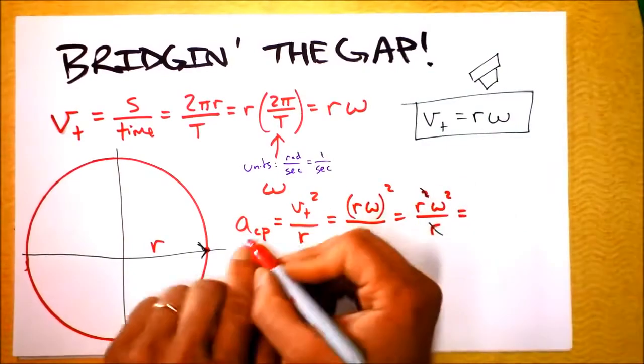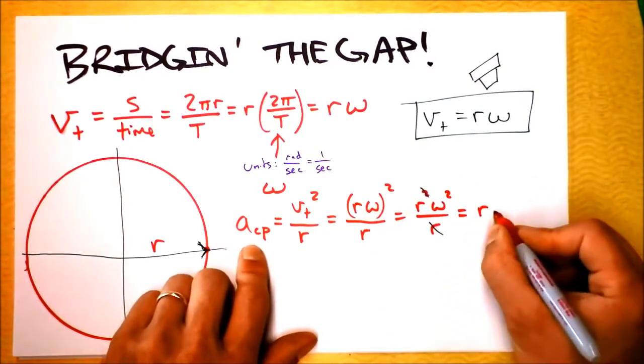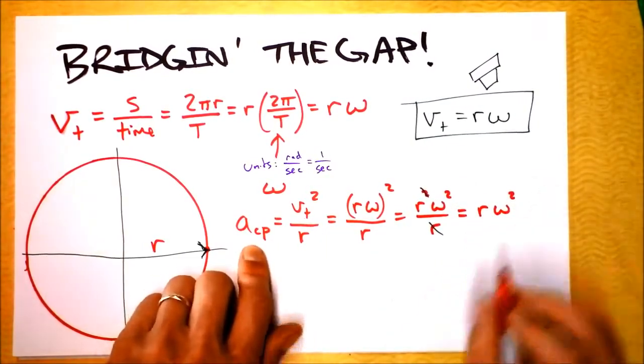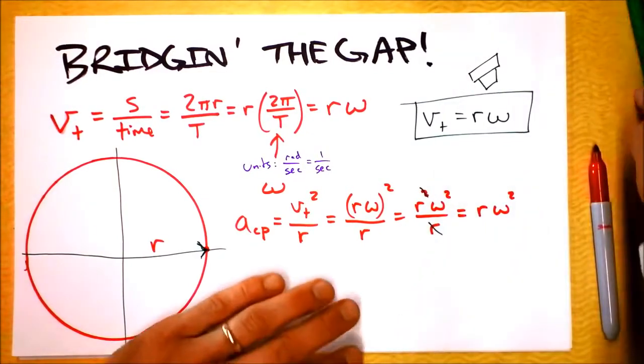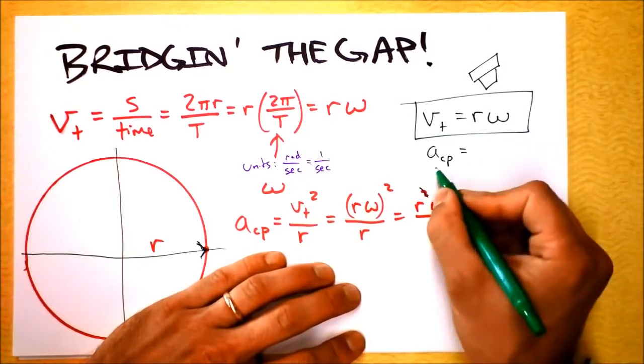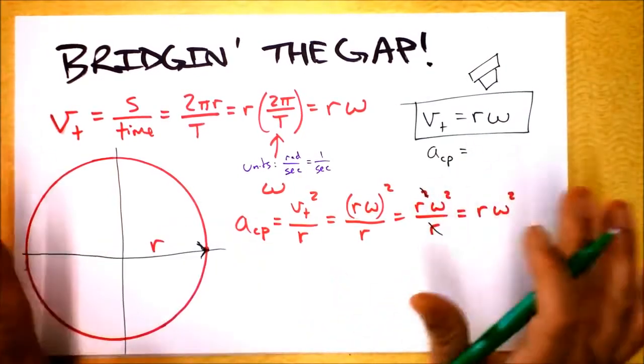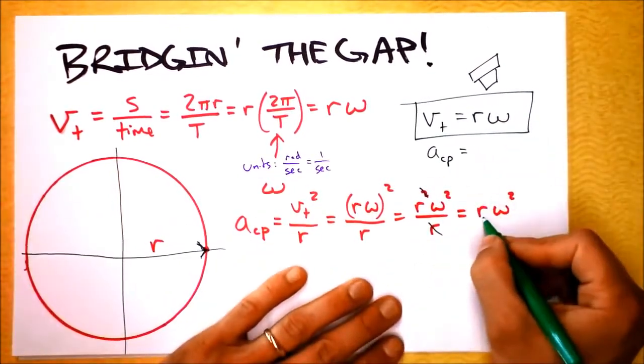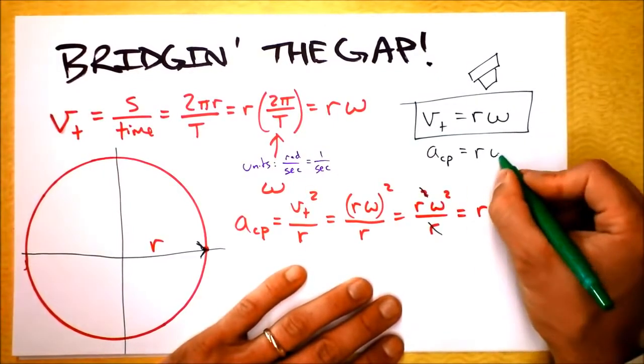We have centripetal acceleration being r times omega square. Interesting. Put that in a box up here also. Centripetal acceleration, linear centripetal acceleration. I'm not talking about angular acceleration now. Linear centripetal acceleration is r times omega square.